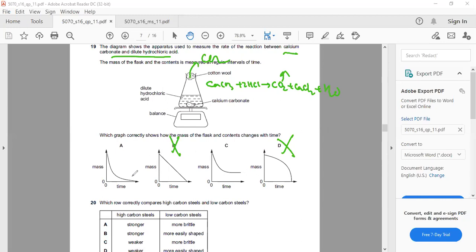So what is the answer? A is wrong because it's also 0. So C is the answer. It decreases, but it becomes constant because the liquid is there, and the flask is also there. Mass cannot be 0.